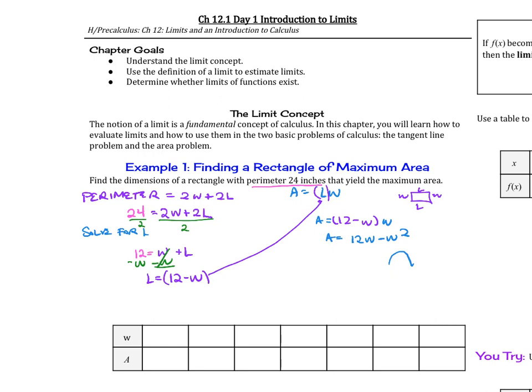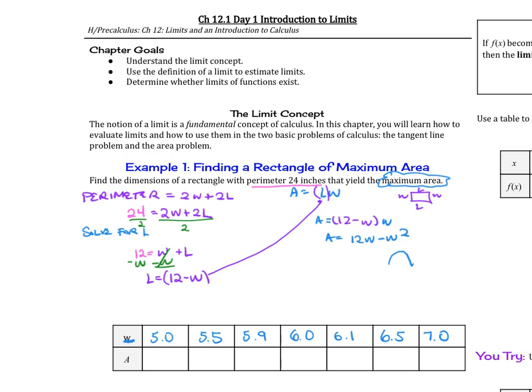Now what we're going to do is look at the limit concept. So let's just pick a number. Let's pick 5, and then I'm going to pick 5.5, then 5.9, 6.0, then I want to go to the right of that, 6.1, 6.5, and 7.0. So that is going to be our W, and what area are we going to get? Again, we're trying to find the maximum area.